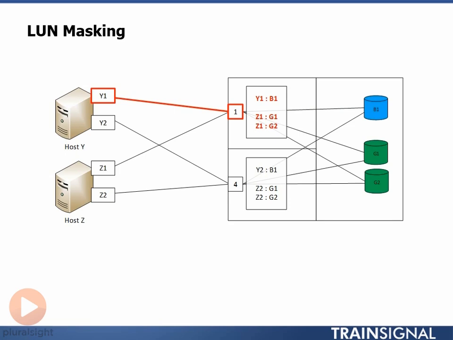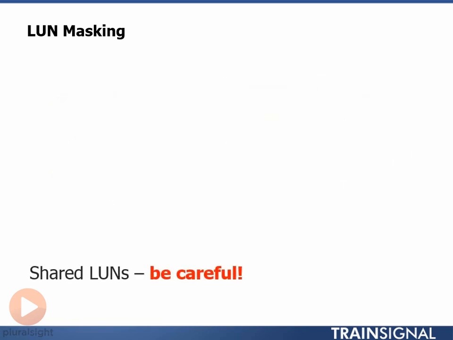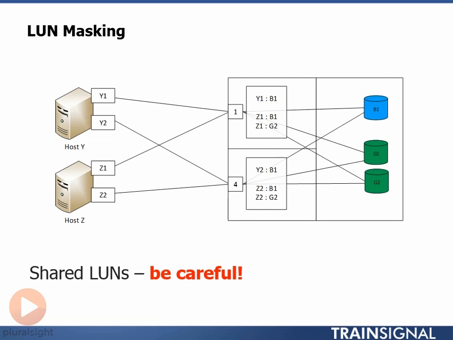Now let's quickly mention sharing access to a single LUN by multiple hosts. As the text on the slide warns, be really careful doing this, and I mean really careful. We're about to explain why. Let's start out with our example array and 2 hosts again. This time we've configured LUN masking to allow both hosts to access LUN blue 1.